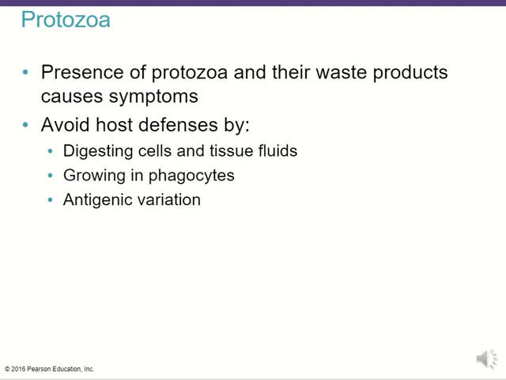When looking at protozoa, microscopic animals, the presence of protozoa and their waste products can cause many symptoms. They typically are excellent at avoiding the host's natural immunity and defenses, either by digesting cells and tissue fluids, growing in phagocytes, or through a process of antigenic variation, where they change their outside surface antigens so that current host cell antibodies no longer recognize them.